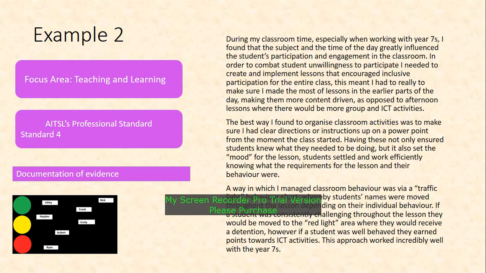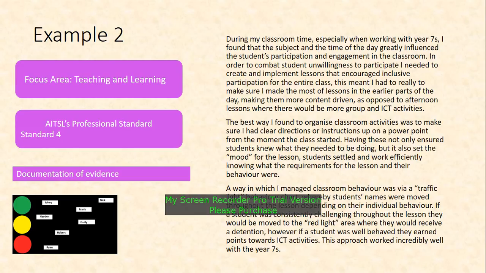In a way, I made sure to manage the classroom behaviour. As I said before, I had some pretty hard kids to deal with. I used a traffic light behaviour chart whereby students' names were moved throughout the lesson depending on their individual behaviour. If a student was consistently challenging throughout the lesson, they would be moved into the red light area where they would receive attention. However, the students that were really well behaved would earn points towards being able to do more ICT activities in those afternoon lessons. This approach worked incredibly well with Year 7s.